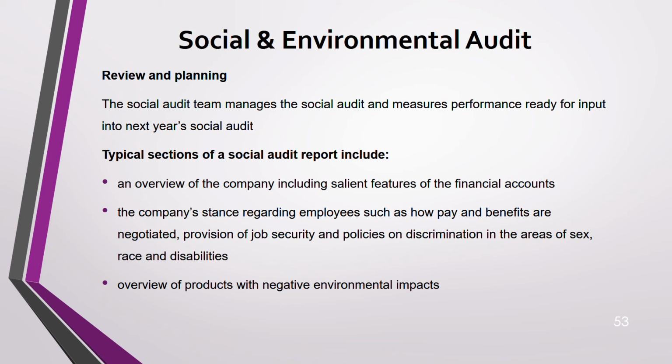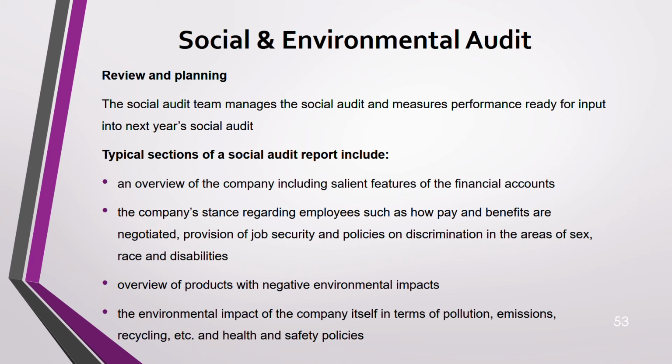So you have to give the overview of products with negative environmental impact. Then the environmental impact of the company itself, in terms of how much the company is polluting, what their emission level is, how much they are recycling, what the health and safety policies are. These things are there. So these are some sections which are there in the social audit report. Go through and see a live example to understand this better.